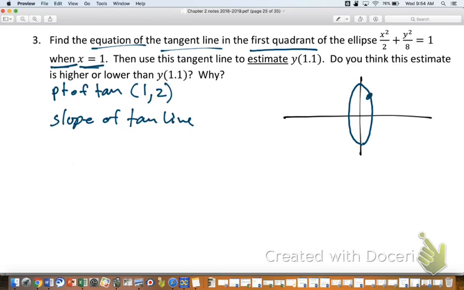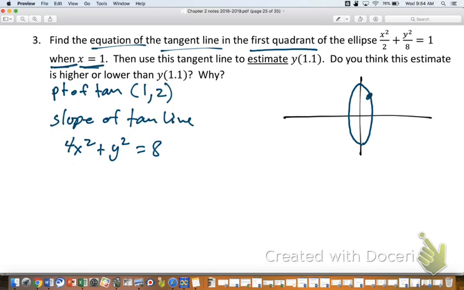So if I do that, are you guys okay with me writing 4x squared plus y squared is equal to 8? Just clear out the fractions by multiplying every term by 8. Is that okay? Is that logical? I want to make sure that that makes sense.